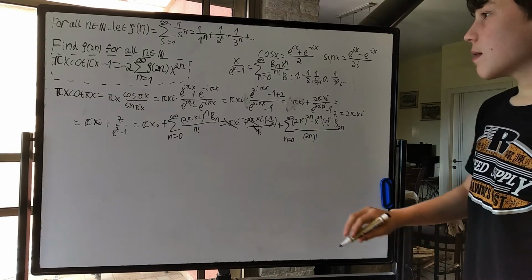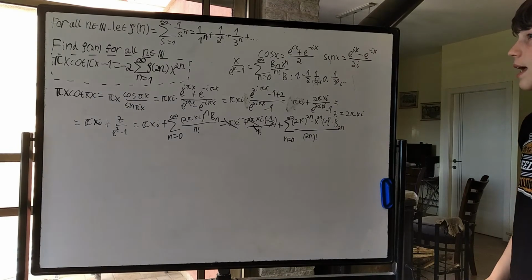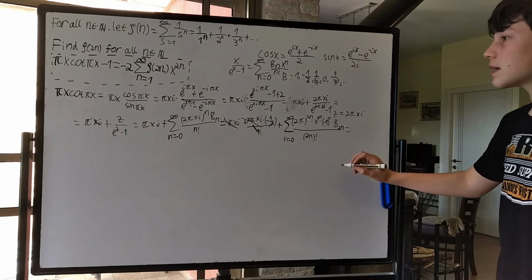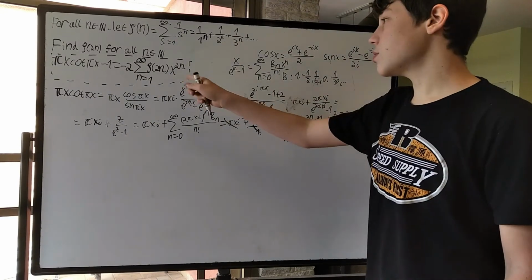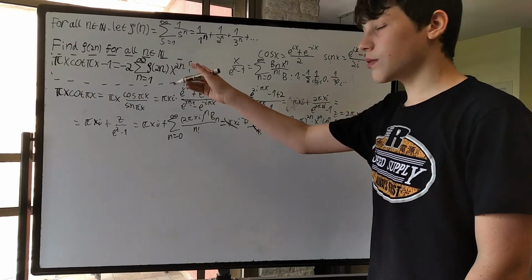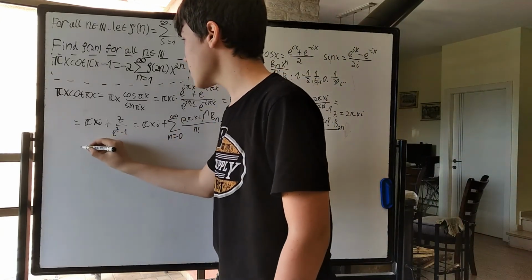This is pi x cotangent pi x. And now we know this is 1. We know that this is 1 minus 2 times the sum as n goes from 0 to infinity of zeta of 2n times x to the 2n.